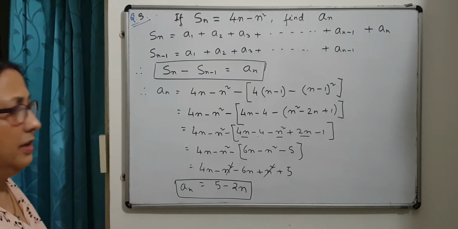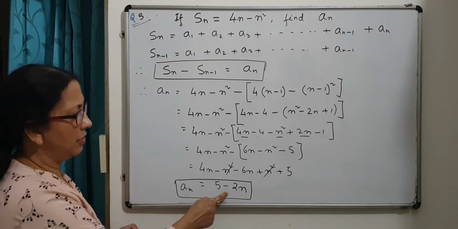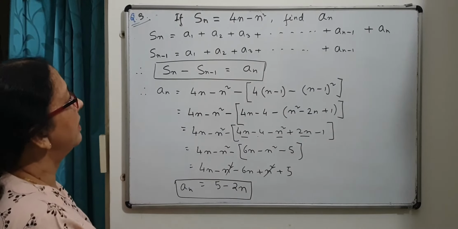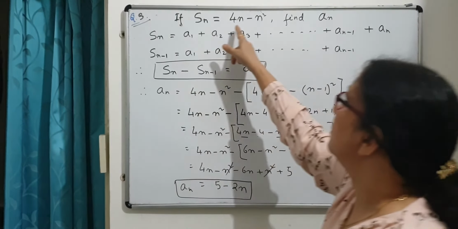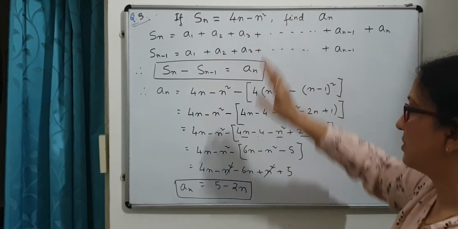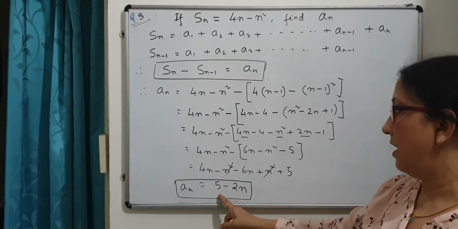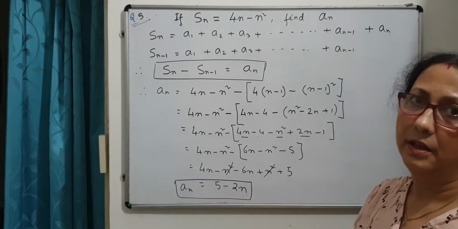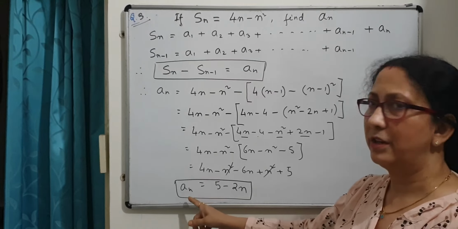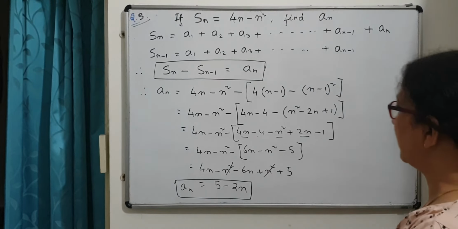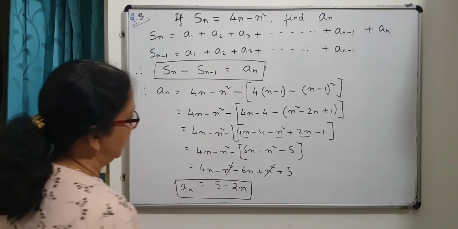Now generally the expression for An is always linear, and the expression for Sn will be quadratic. This you must observe. So we have found this. Now when I know An, I know all the terms of the AP by putting different values of n. So what will be the first term? I can write the AP now.